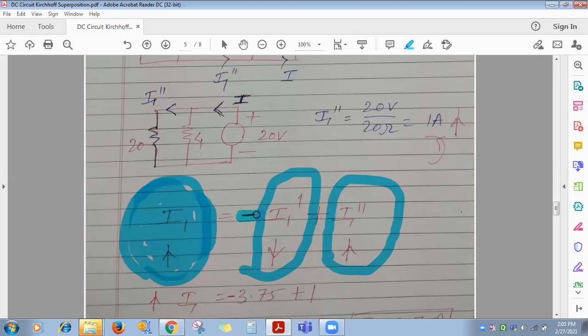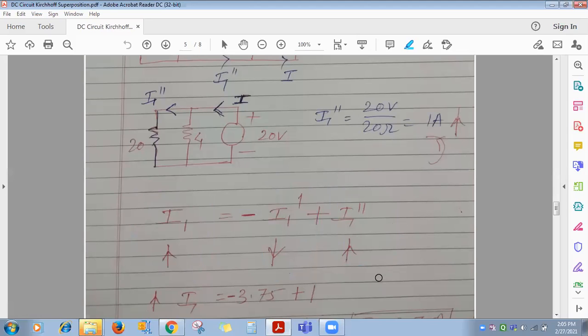Opposite, so minus. Okay, algebraic sum it is. And what about I1 double dash? It is upward with reference to this original current, so this one is also upward. So here both are in the same direction, that's why positive. Clear, everyone?